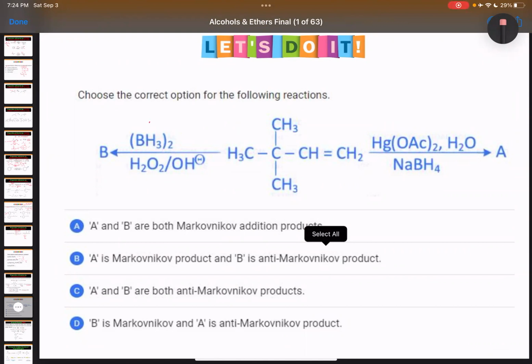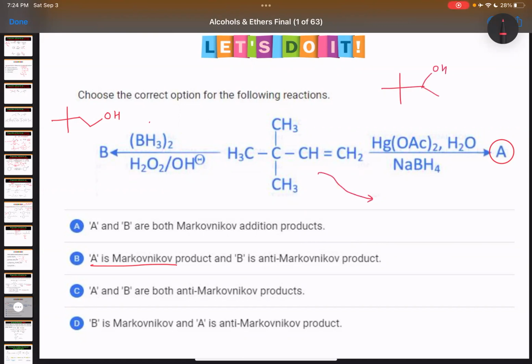Yes, sir. A is going to be the Markovnikov addition, while B is going to be the anti-Markovnikov addition. The answer for B is going to be this one. On the double bond, I have put OH on the outer carbon, and the answer for the structure, though they have not asked, will be this one.